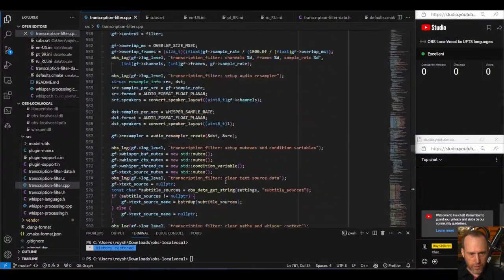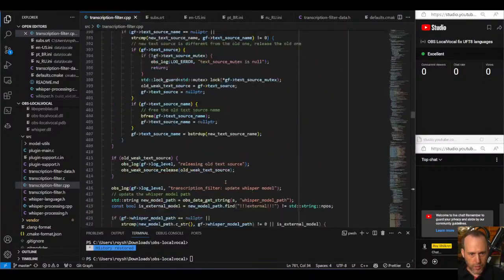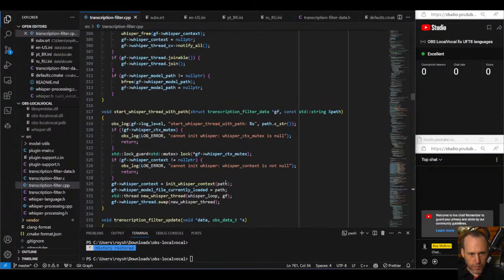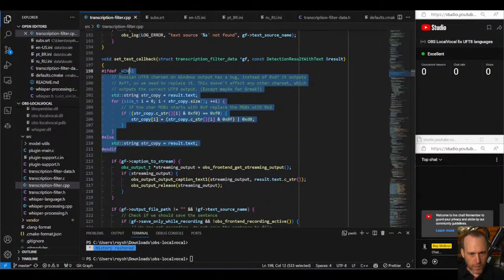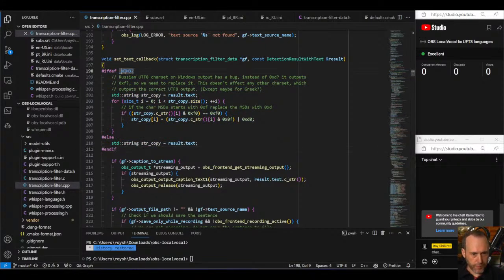This was a problem I encountered with Russian, and I put in just a little hack to get it to work, but obviously that's not the best idea. Also, it only happens in Windows. So this is the hack I put in for the Russian char set. What I discovered was local vocal, or essentially Whisper, was giving out UTF-8 characters with the wrong prefix. It was 0xD something instead of 0xF, which is the character set for Russian.